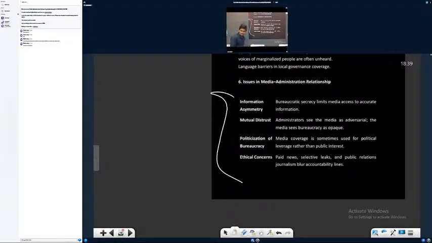Information asymmetry is there. Yes? Information asymmetry means issues such as the internal data of the government is not shown, not given to anyone. There is something called the Official Secrets Act. That means it limits the media's access to government records.